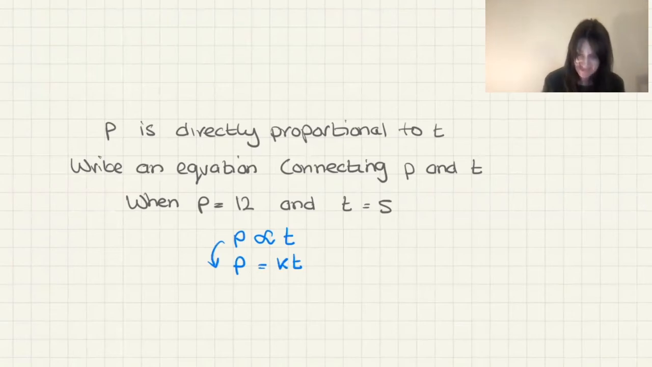I'm going to put my numbers in next. I've got 12 for P. I've got 5 for T. I'm going to rearrange through, dividing by 5. So I know that K is equal to 12 over 5.